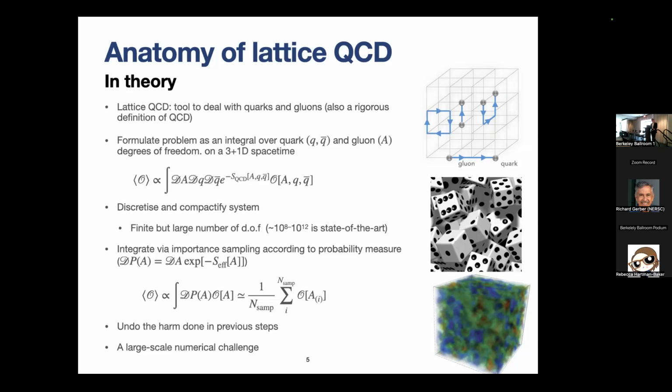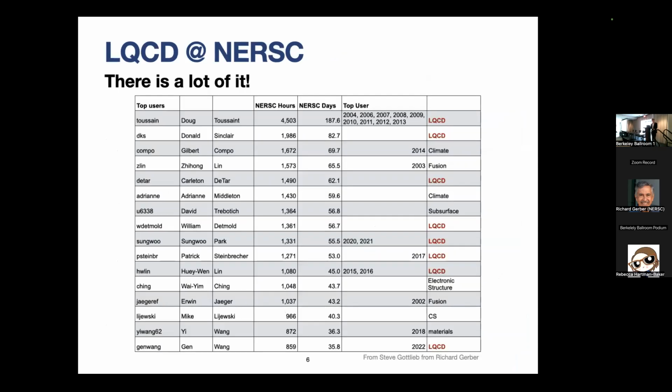Probably the most challenging part of this is to undo the harm that you've done in these steps. So the world is not discrete, the world is not finite in size, and statistics is always a challenge. And so solving this becomes a very large-scale numerical challenge, and something that NERSC has been very helpful for. So there's a lot of lattice QCD that goes on at NERSC, and so this is a list of the top users over time that I got from Steve Gottlieb, who got it from Richard. And as you can see, lattice QCD appears many times in this, as Richard mentioned last night as well.